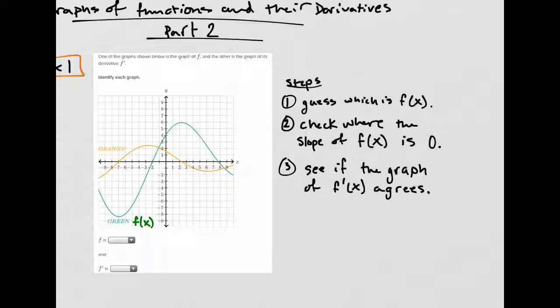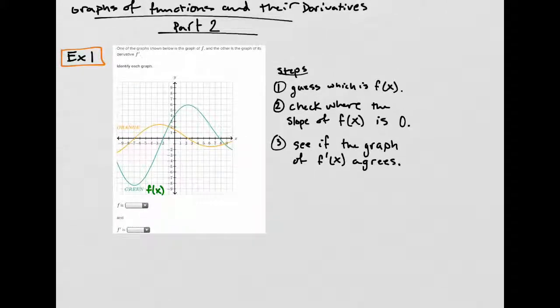So there you go. Guess which one is f of x. Check where the slope of f of x is 0, and see if the graph of f prime of x agrees with what you guessed. Okay. Let's take a look at a piecewise function.